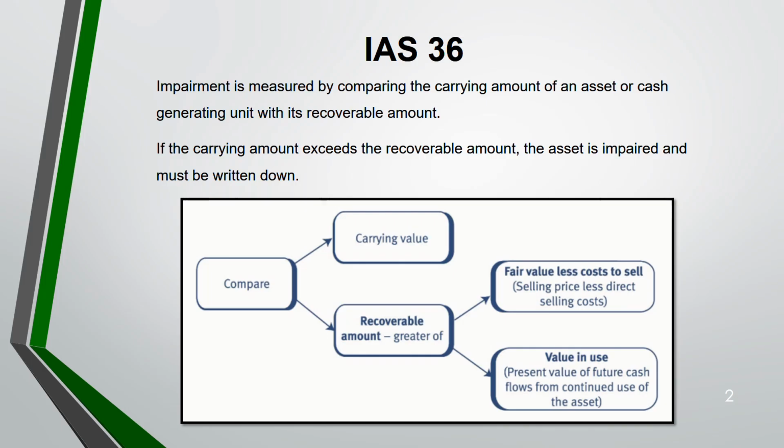So what are you doing with these two things? One, fair value less cost to sell: you're finding out what is the value if I sell the asset. Value in use means what is the value if I do not sell the asset and keep using it. So you compare the two, and whichever is higher is your recoverable amount. Whether it is better to sell the asset, where that amount is higher, or value in use is higher, and compare it with the carrying value.